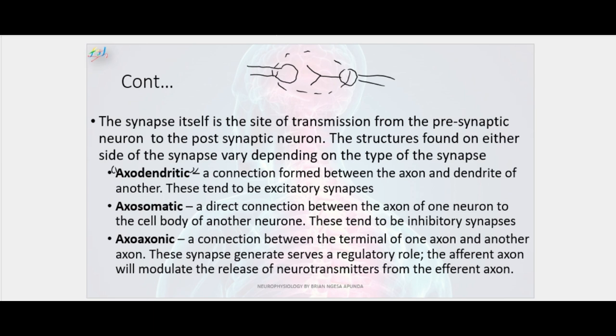So this normally tends to serve an excitatory role. Excitatory role means we are having an impulse generated. When an impulse is generated at the synaptic point, it will be able to release neurotransmitter. The neurotransmitter will be released and will interact with the receptor to cause another action potential or impulse generation. So that is what you'll say is excitatory.